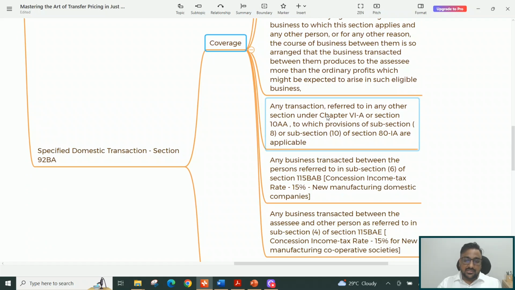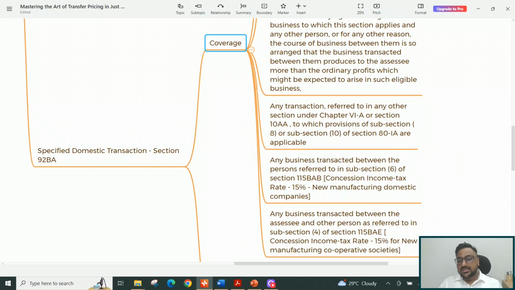Then any transaction referred to in any other section of chapter 6A or section 10AA, to which provisions of subsection 8 or subsection 10 of 80IA are applicable, correct? So in case the entities are also taking exemptions under section 10AA, or any other section, chapter 6A is entirely covered here. So any transaction referred to in chapter 6A and 10AA, to which provisions of these subsections apply, are also covered, right?